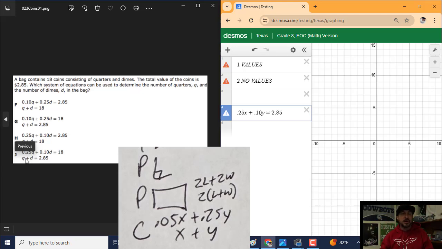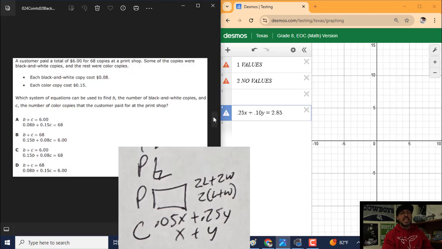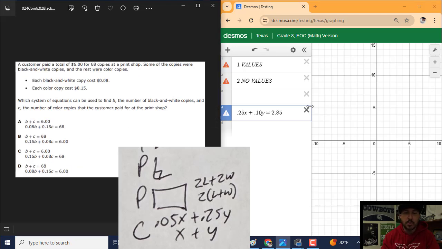Choice J has it mixed. It has the parts separated. It is not choice J. It's going to be H because value, value, value, done. Now that's how you do your coins problems. Easy. They're not hard. All right, here's another one.